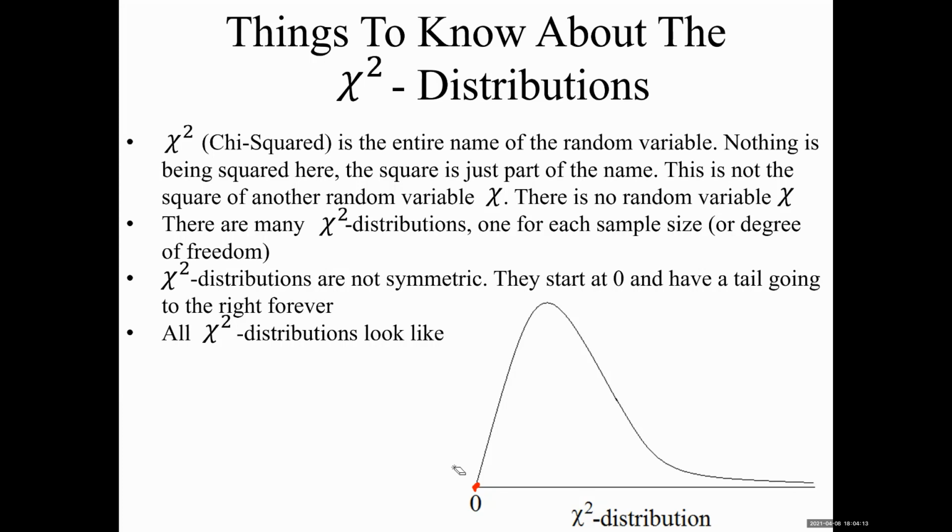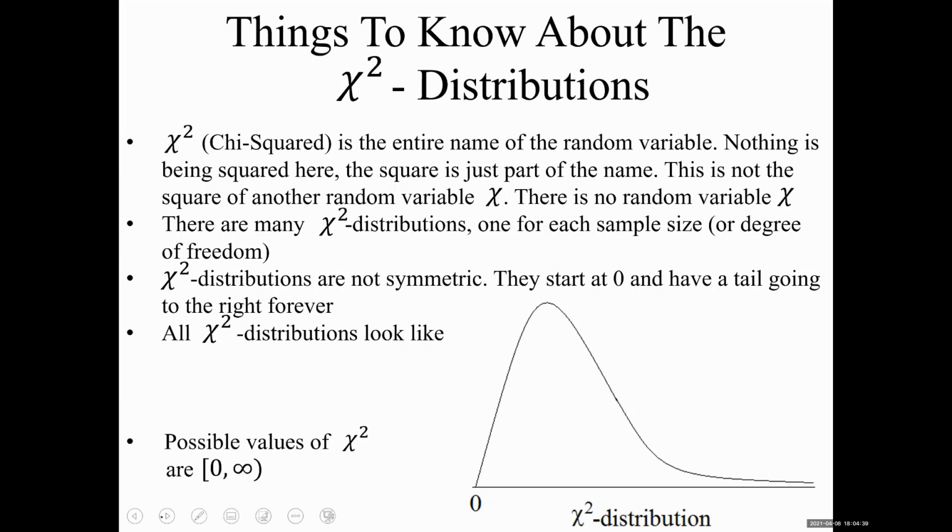Okay, so the curve starts at 0, it goes up, and then it takes its time coming back down, and it goes to the right forever. The curve goes to the right forever, but it starts at 0. Okay, so there's a bump, but then it just bends the other way and it goes like this, gets closer and closer to the x-axis forever, and it goes to the right forever. Okay, so just remember that chi-square distributions all look like that.